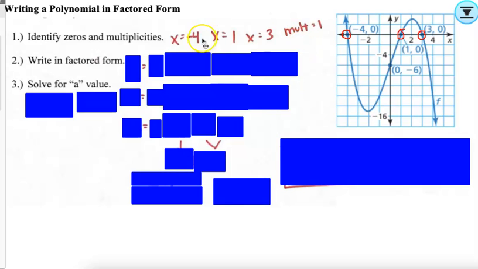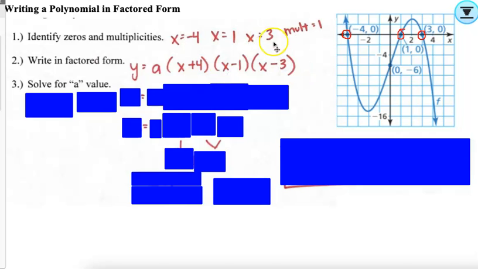The next thing I'm going to do is take these intercepts and write them in factored form. I know an equation will start with y equals. I'm going to start with a because I do not know my a value. I know it's a negative number because it's going down. So x minus negative 4 would become x plus 4 after switching the sign. Then x minus 1, and then x minus 3. So that is step number 2. This is basically our answer. I just have to figure out my a value, and that's honestly where all the hard part comes in.